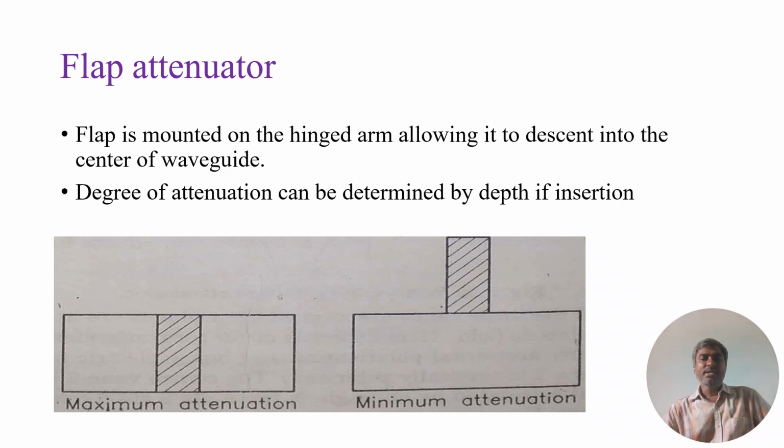A flap type attenuator consists of a rectangular waveguide and a slot along the broader dimension of the waveguide through which a dielectric slab is inserted. The amount of insertion determines the level of attenuation.